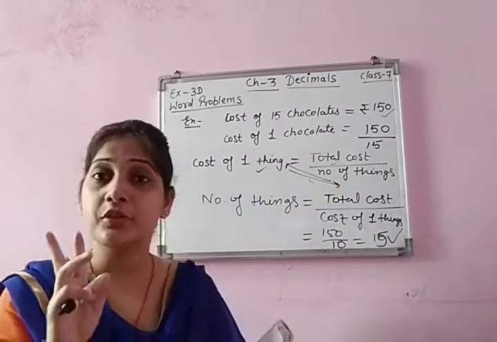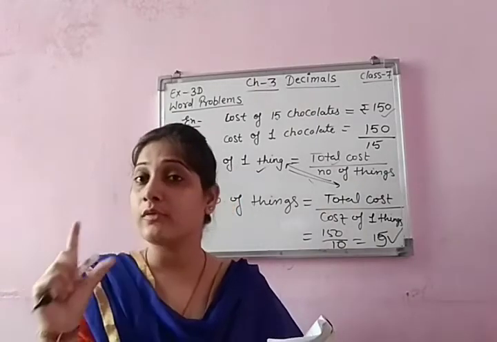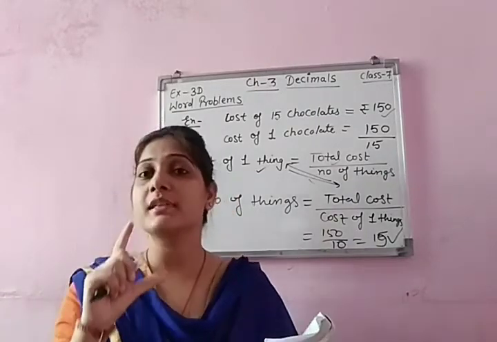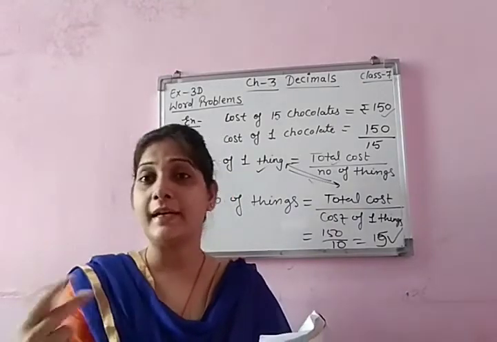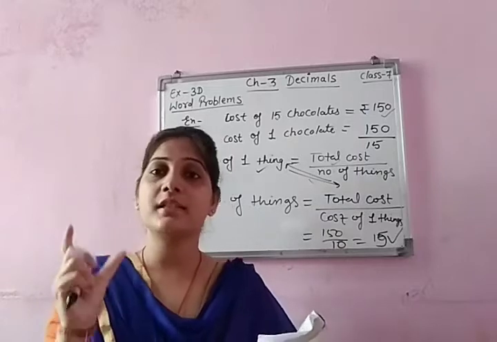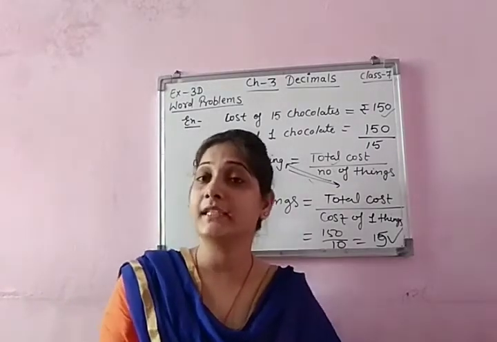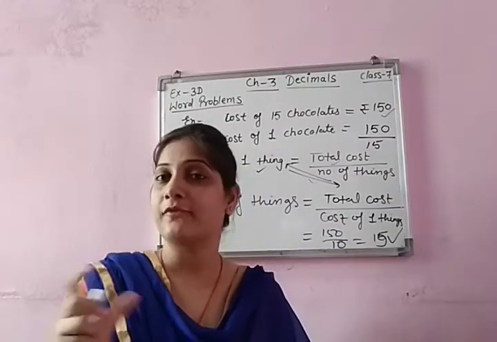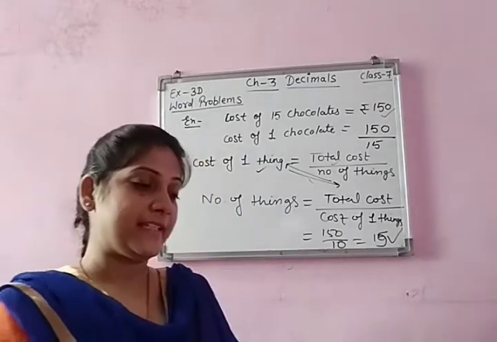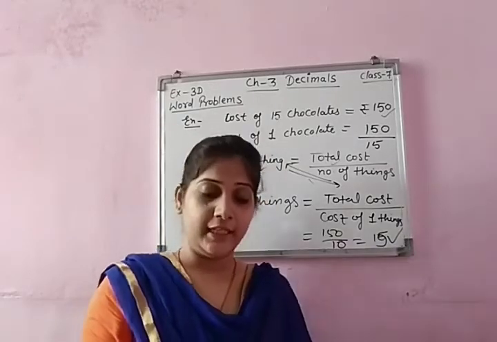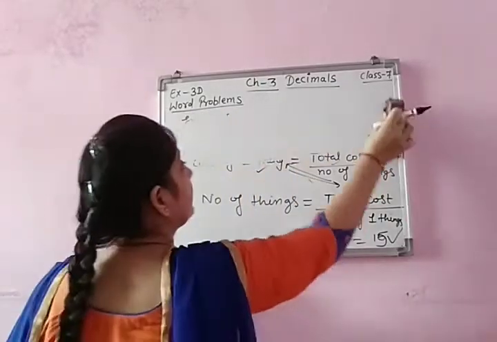So I told you two formulas. If you want to find the cost of one thing, total cost divided by number of things. If you want to find the number of things, total cost divided by the cost of one thing. Okay. And now we are doing some word problems so that how to use these formulas will be clear to you. So let's start with question number 8 in your book from exercise 3D, page number 50.